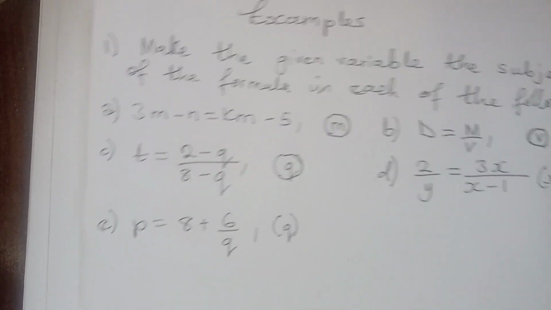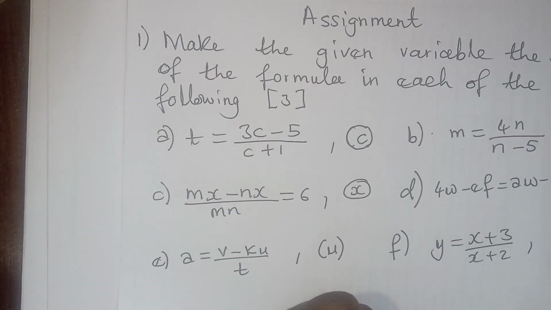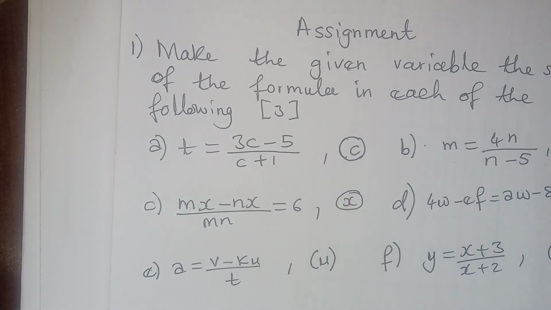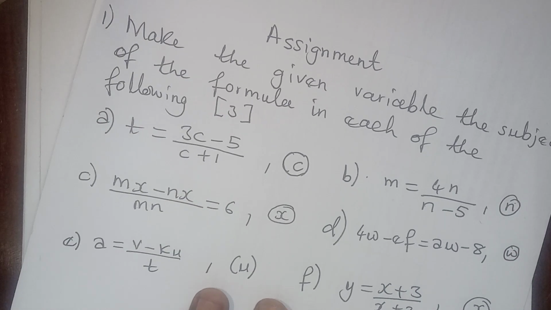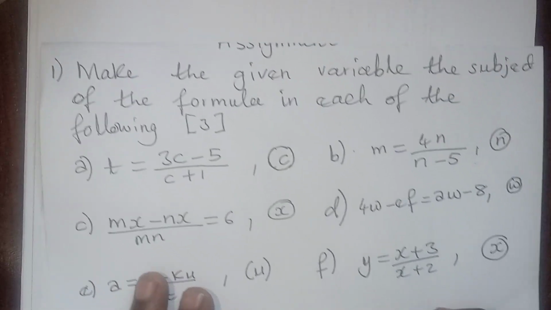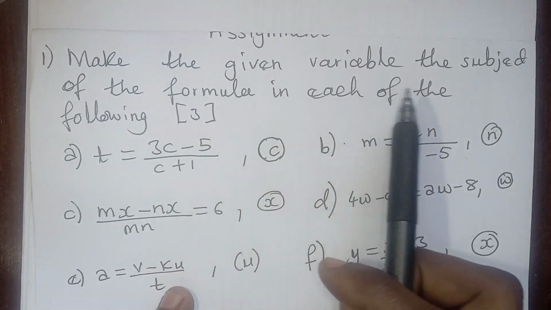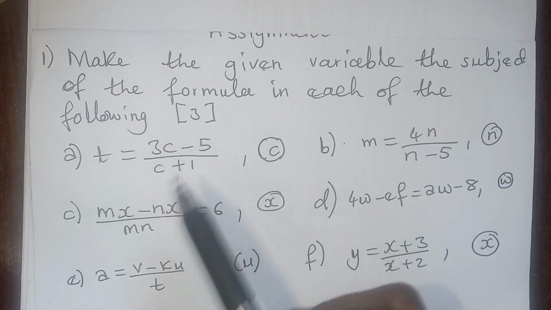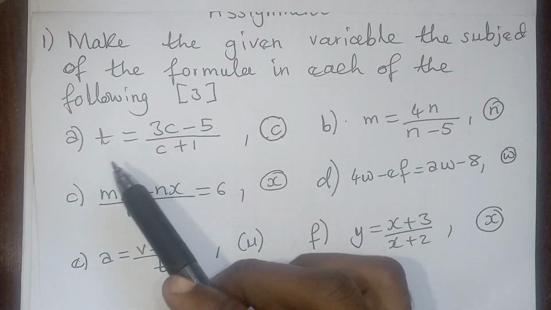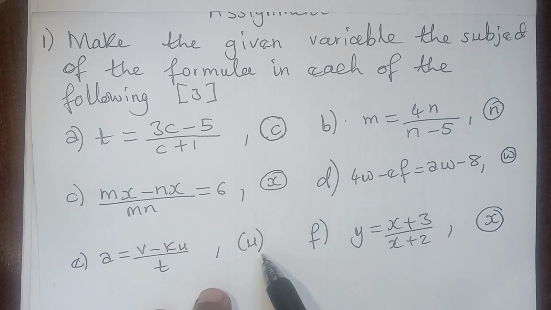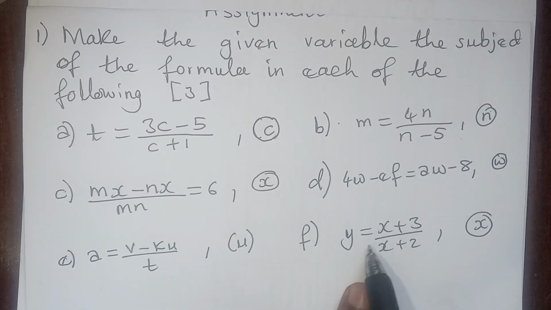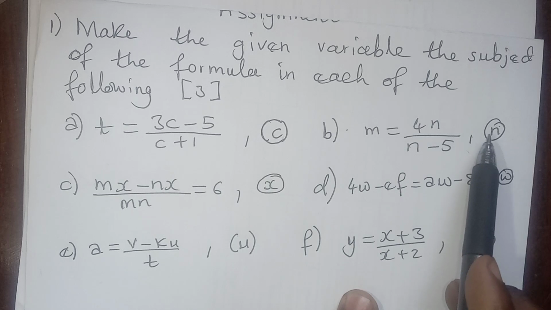So now this is your assignment. Sorry, I left my stand, so I've decided to improvise. Make the given variable the subject of the formula in each of the following. Each problem has 3 marks. So here we are making C the subject of the formula, we are making X the subject of the formula here, and then U, and then X here, and then W here, and then N here.